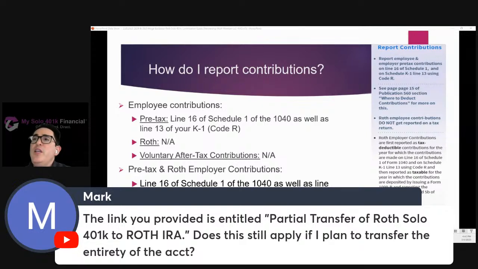Great questions. The link you provided is entitled partial transfer. So if you're going to do the full transfer, let's grab that link.